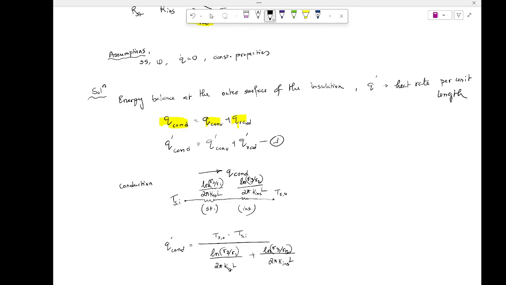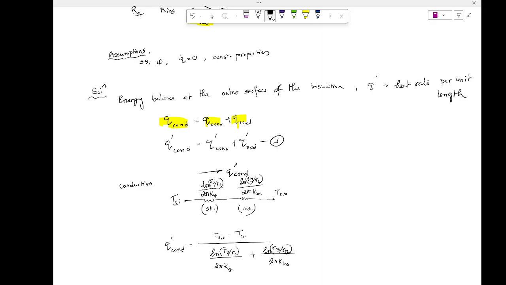Now, I remember I was saying, and then I'm going to put a Q single prime here. Okay, so remember that I was saying, find the Q conduction. Can you find the Q conduction? Is everything known here, Harley, on the right side? Take a look.